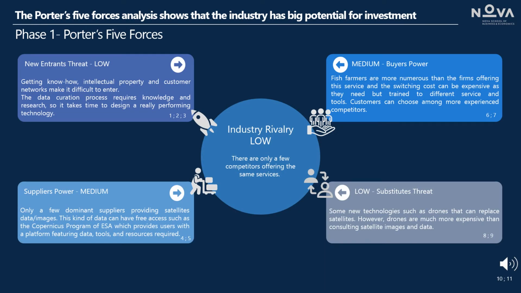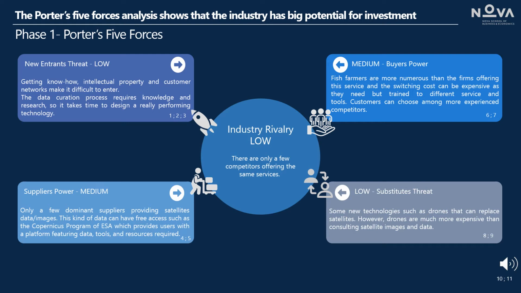To continue the external analysis, DA2 performed the Porter 5 Forces analysis, which shows that the industry has a big potential for investment. Regarding the bargaining power of suppliers, the suppliers have a medium bargaining power as there are only a few dominant suppliers providing satellite image data. However, this kind of data can have free access, such as the Copernicus program of ESA, which provides users with a platform featuring data, tools, and resources required.